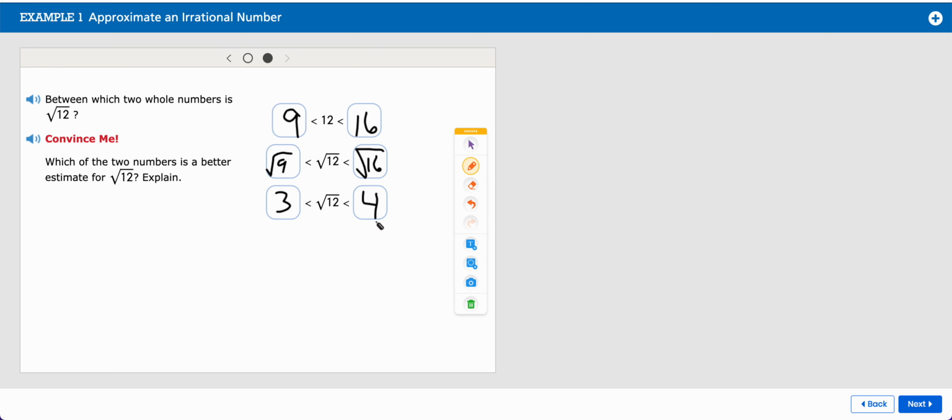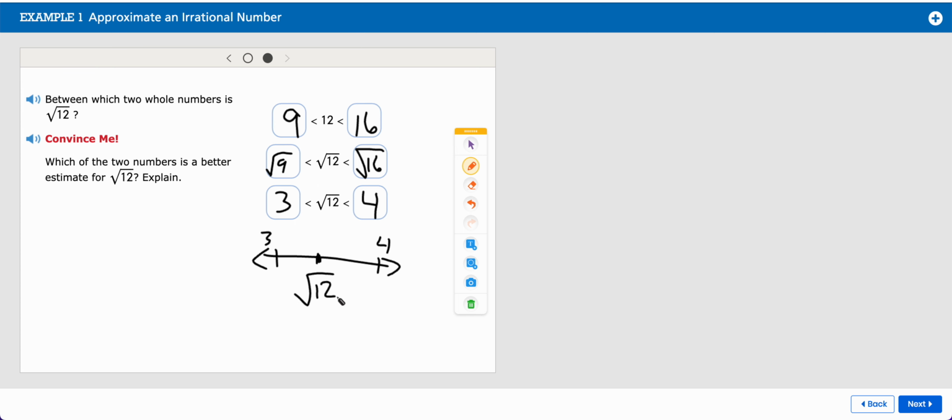Now, is it closer to 3 or is it closer to 4? Is 12 closer to 9 or is it closer to 16? It's closer to 9. So if we were to put it on a number line, we would put 3 here and we'd put 4 here. The square root of 12 is going to be a little bit closer to 3, right? Square root of 12 is going to be somewhere closer to 3 than it is to 4. All right, that's what I want you to be able to do.